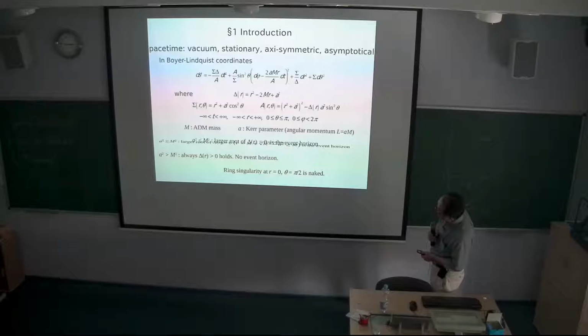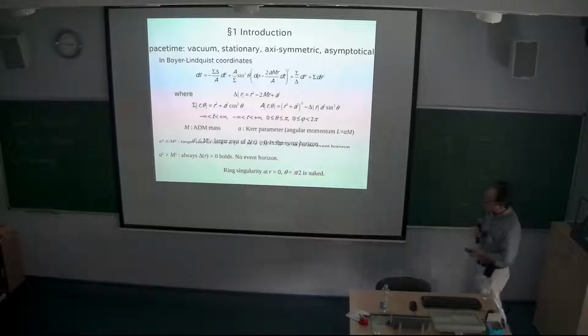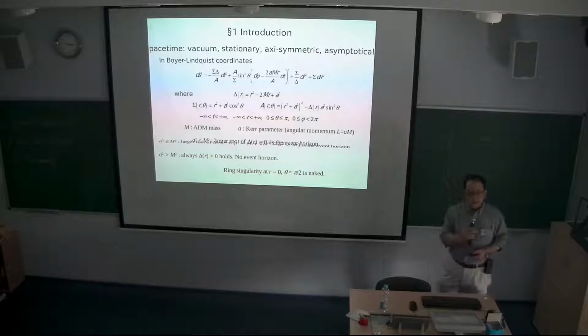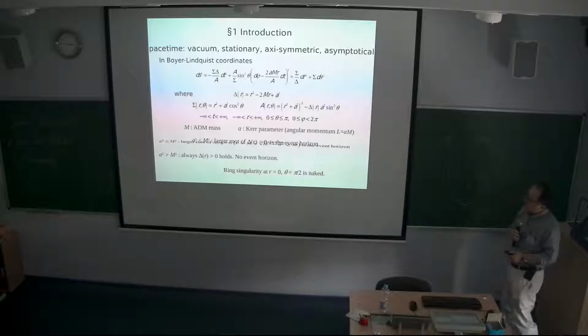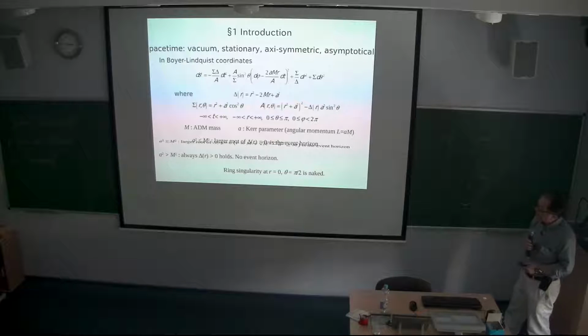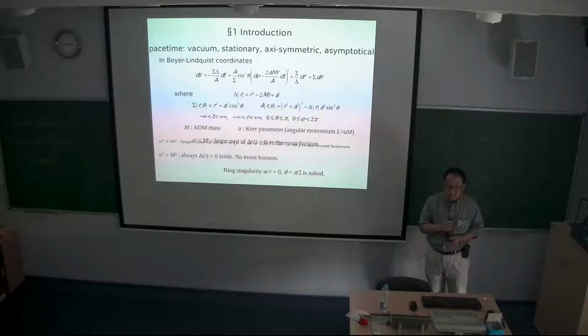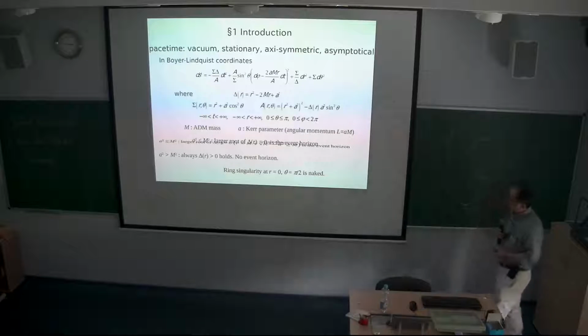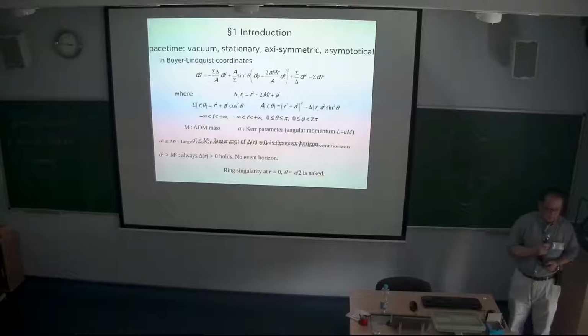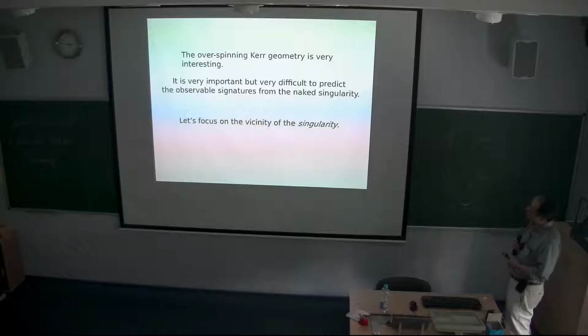As you know, in the case that a squared, the square of the Kerr parameter, is less than or equal to M squared, the square of the mass parameter, there is a horizon, so this solution describes a black hole. The overspinning Kerr geometry is also very interesting.